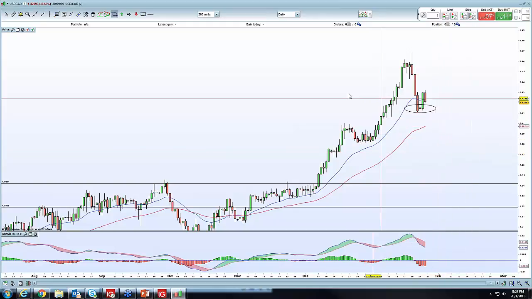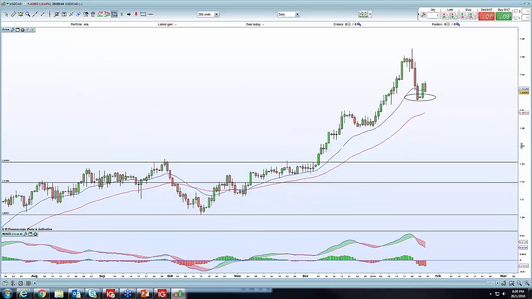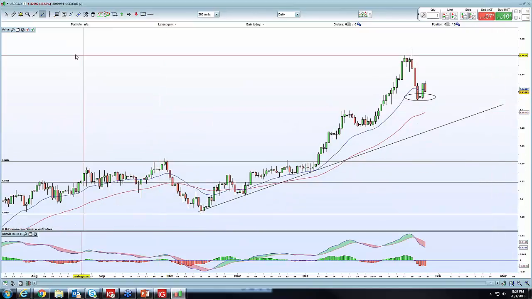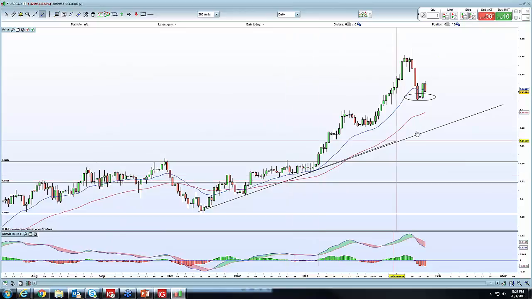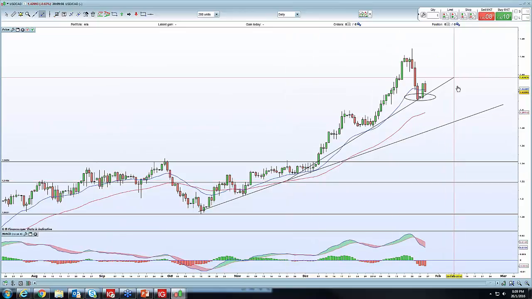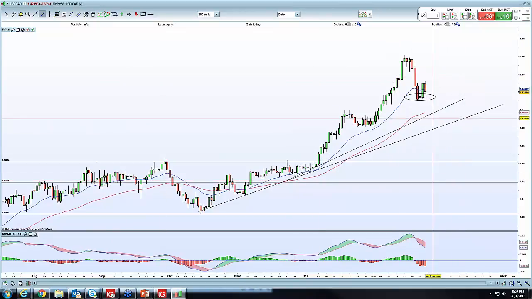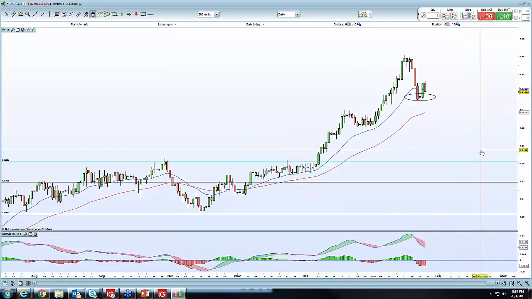All right, so let me see if there's any trend line here. Give me a moment. Not a nice one. Maybe you can draw this trend line here. No, let's ignore the trend lines. Nothing nice there. But a few things might work for you onto the upside.